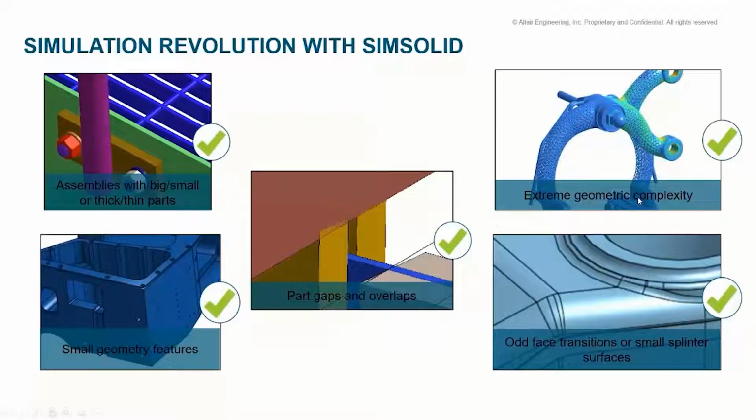You can also start looking at extreme geometric complexity. So if you want to bring in any lattice structures, any scanned data, you can also simulate your stress analysis using these kind of inputs. And where you might need to use odd face transitions or small splinter surfaces in the drawing of your CAD, this doesn't get affected in your results either. So you won't see lines of meshes around these focus areas, and you won't get singularities again.